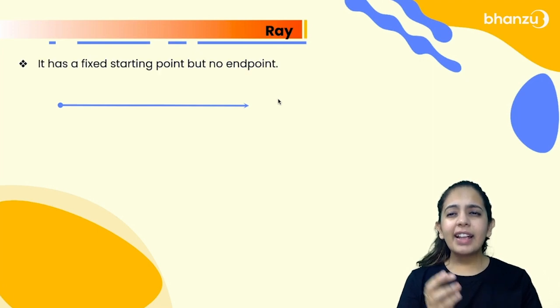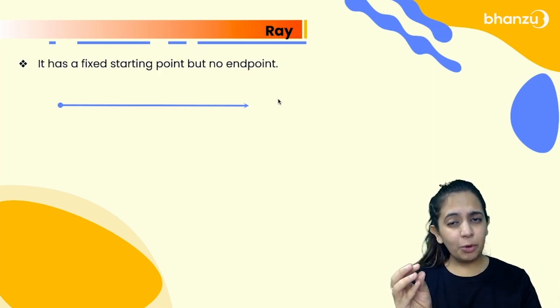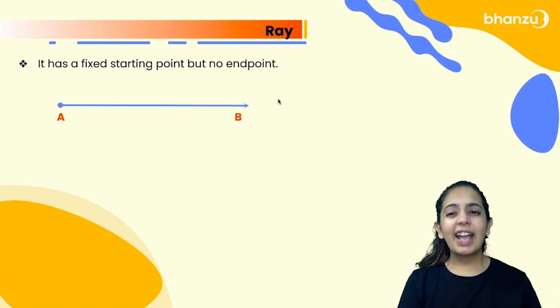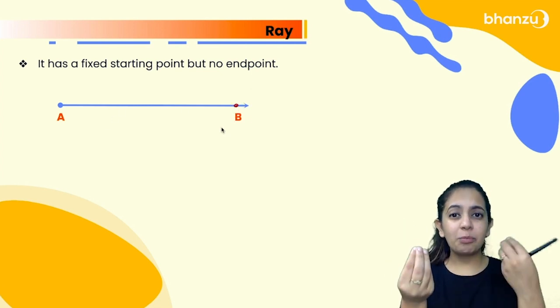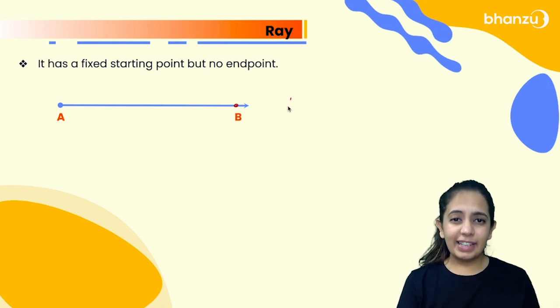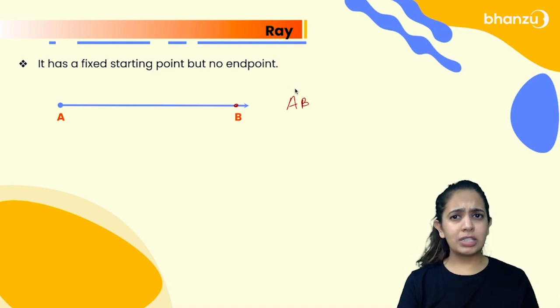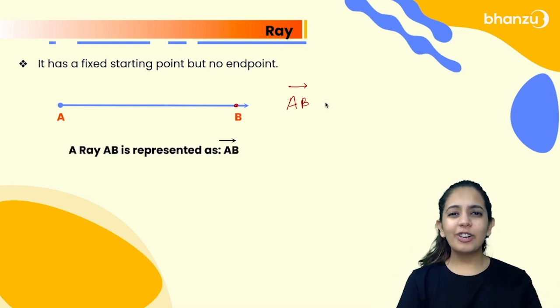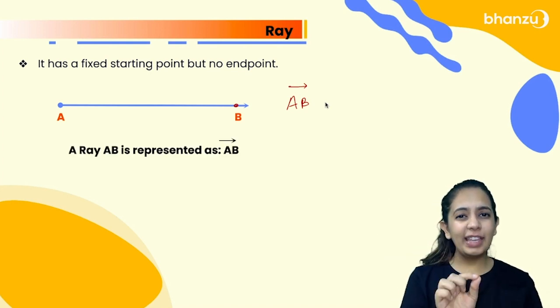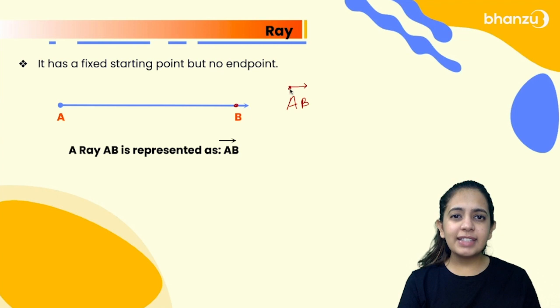A ray has one fixed starting point but no end point. And let's take 2 points on this ray, that is point A and point B. And the name of this ray is AB. But can we make a line over the top of this? No, it's not a line, it's a ray. So we have to make a symbol of ray over the top of AB. Now A here represents the starting point and B here represents the never ending point.